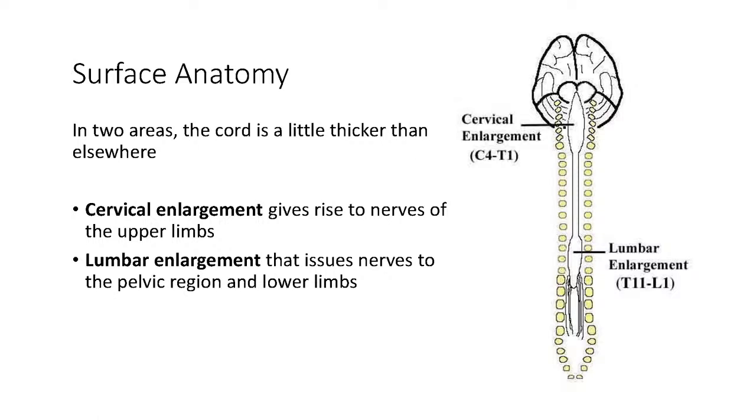All right. So yes, we mentioned the cervical enlargement and the lumbar enlargements. They give rise to the brachial and lumbar plexi, respectively, which are in turn going to innervate the upper limbs and the lower limbs, respectively. So we see the cervical enlargement runs from the level of C4 through T1, and the lumbar enlargement runs from T11 through L1.